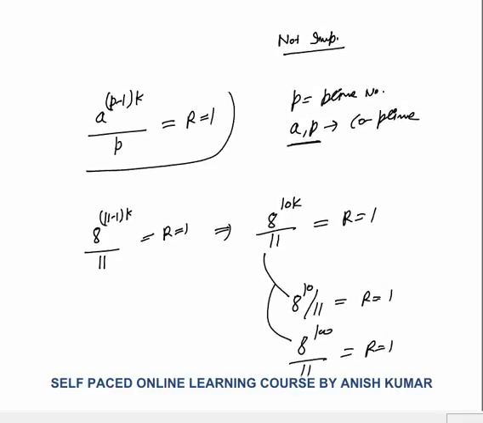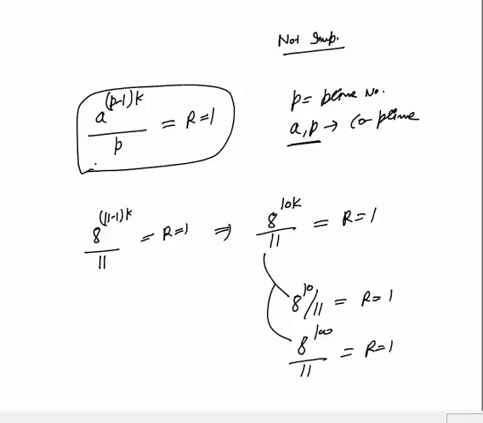So that's the theorem. a and p must be co-prime. There should not be any common factor between a and p. That's the meaning of co-prime. And then the remainder will always be equal to 1. Let's discuss a question based on this.